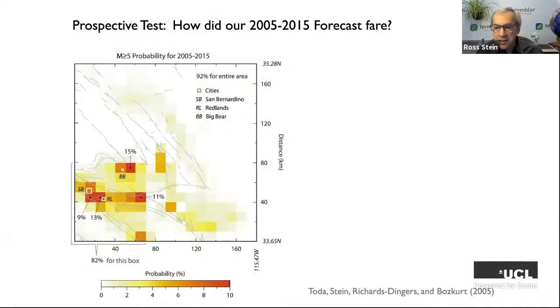And we published it in 2005. It was a 10-year forecast for magnitude 5 and greater. So how'd we do with a Jacksonian viewpoint? Here's the forecast for where we said earthquakes were most likely to be. In the entire box, we're predicting a 92% chance of a 5 in that 10 years. And in these reddish zones are where we thought it would be highest.